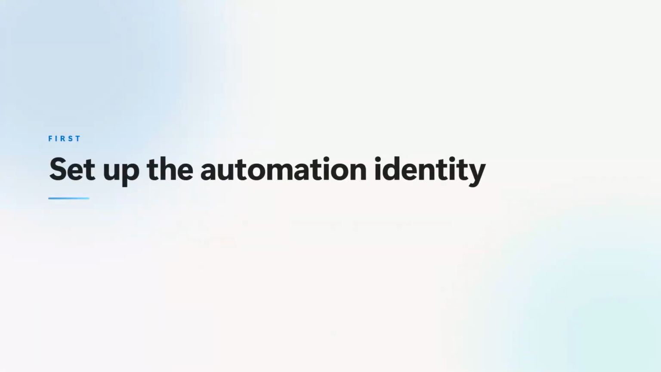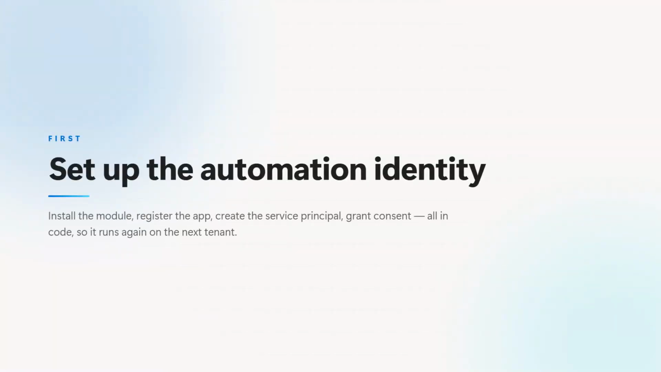Before any of this can be automated, the tenant needs an identity that a script can sign in as. We build that in code, because a course about automation should not start by asking you to click through a portal. By the end of this section you will have an app registration, a service principal, and a connection that needs no human at all.